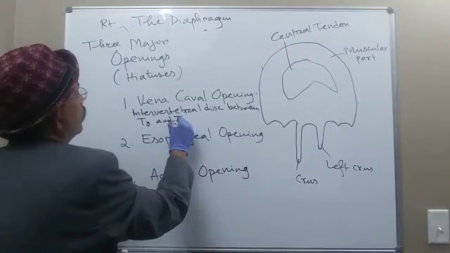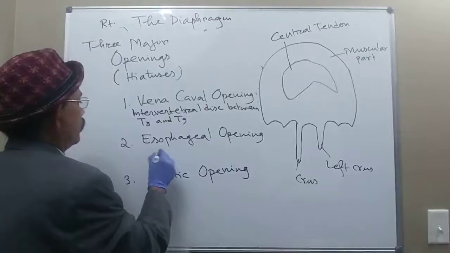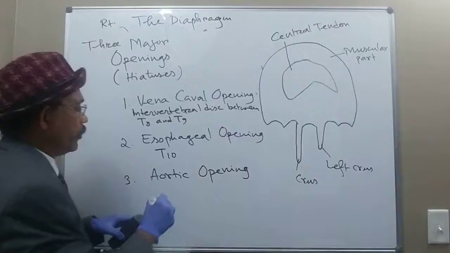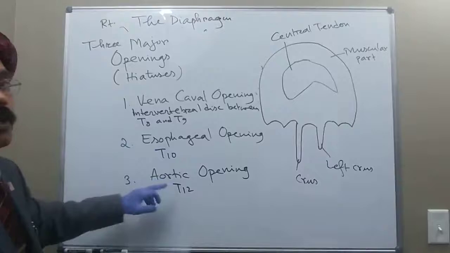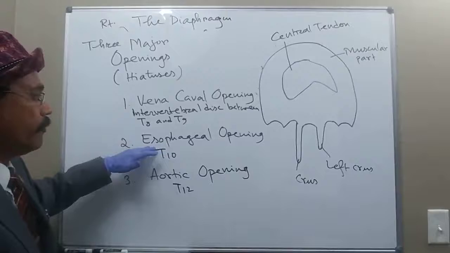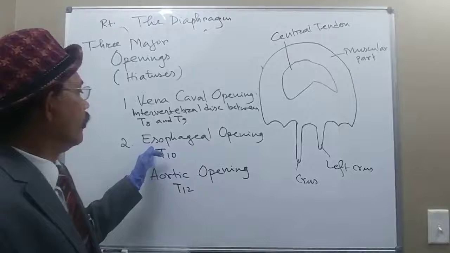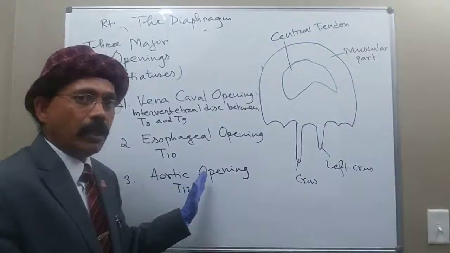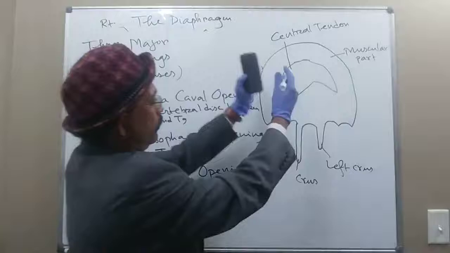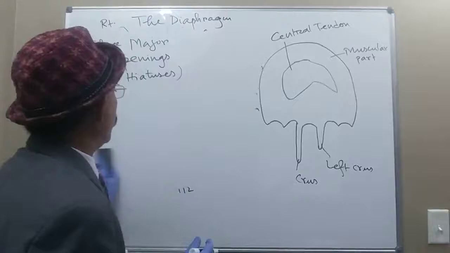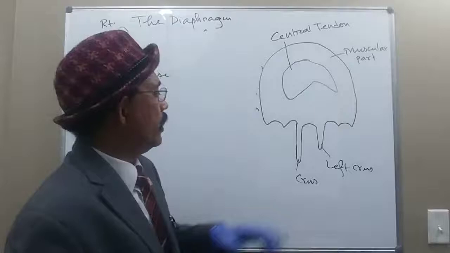Esophageal opening is at the level of T10. Aortic opening is at the lower border of T12. Just remember it that way: 8, 10, 12. So top is the vena cava opening, then esophageal opening. Vena cava opening is a bit right, esophageal opening a bit left of the median plane. Aortic opening, again, a little bit left of the median plane. They are close to the center. And in our anatomical position, we discussed it is a bilobed structure, and certainly the crus of the diaphragm is posterior.